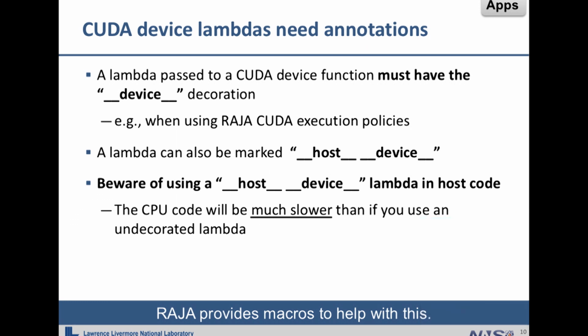The other thing is that anything using a lambda in CUDA device code, unless you actually define it inside a device function, needs to have the device decoration. So when you're using a CUDA execution policy, for example, or even if you wrote a templated global function and passed in a lambda to that, you would still have to do this. You have to put that at the point where the lambda is declared.